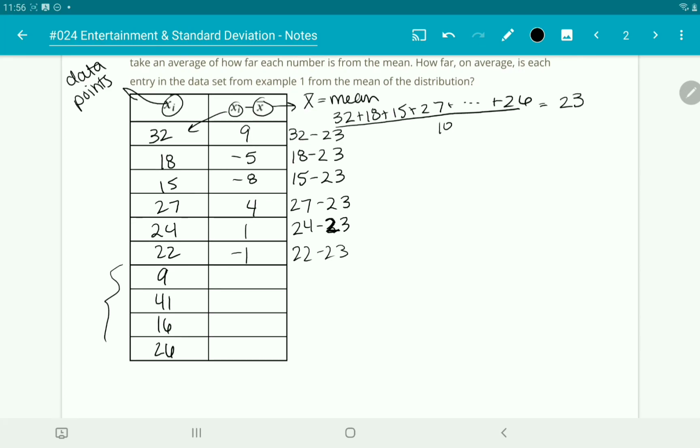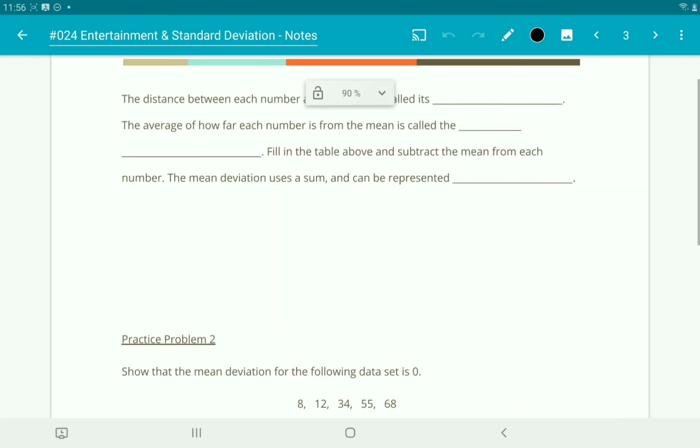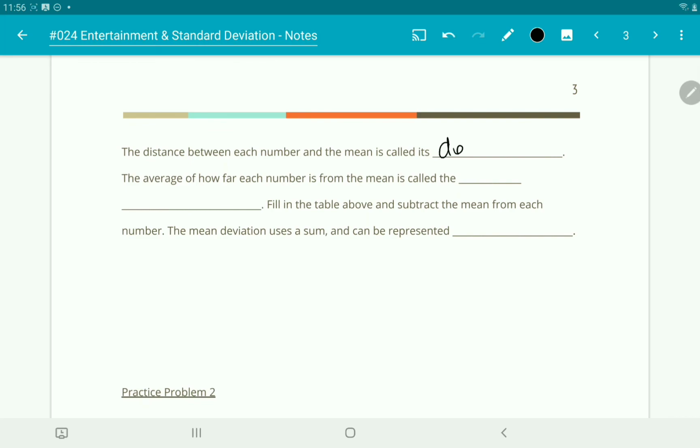So that's how you do it. You just take each number and you subtract it from the mean, or subtract the mean from it. The distance between each number and the mean is called the deviation, because that's how far it deviates from the mean. The average of how far each number is from the mean, so if we average all these numbers together, is called the mean deviation.